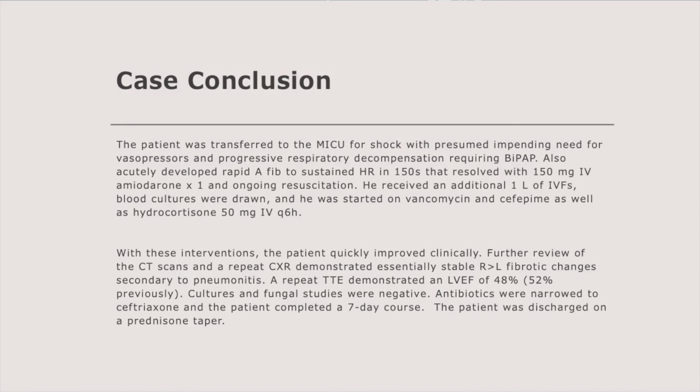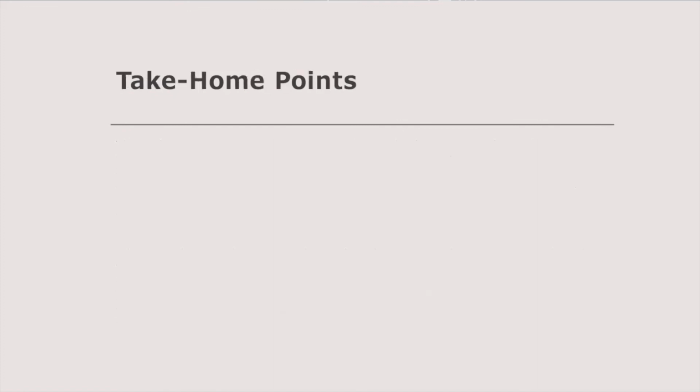Erring on the side of caution in this immunosuppressed gentleman, they narrowed him to ceftriaxone, but did complete a 7-day course of antibiotics for, again, this was still community-acquired pneumonia. He had never been in the hospital right before this. And then he was discharged on a prednisone taper, and he did well for a little bit of time. Obviously, with his underlying disease of metastatic melanoma, he got sicker, but that was like a year later.